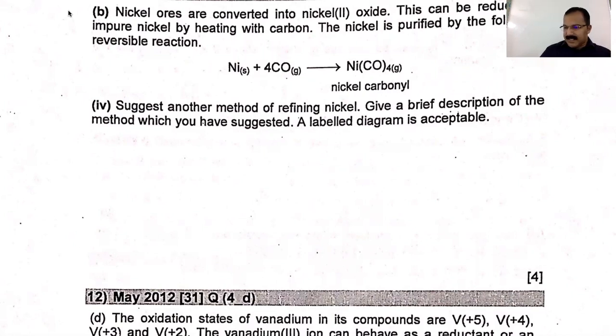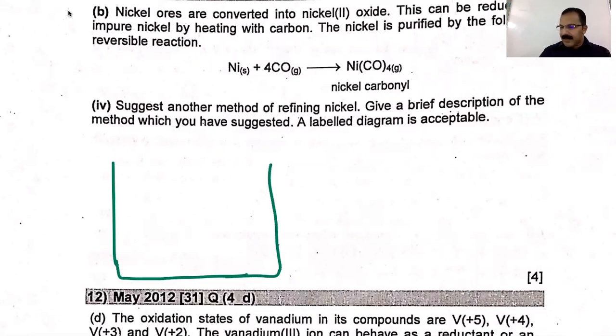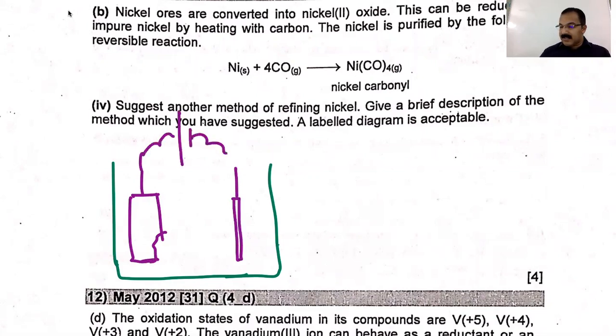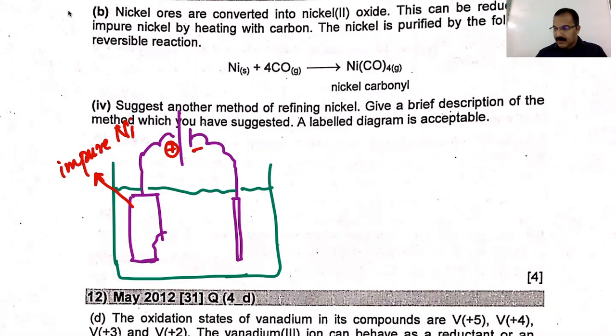Let us try a labeled diagram. So you take a cell, a container, and you need to take a big fat anode, and there is a small thin cathode. Anode is usually the long line in the cell notation. And then the electrolyte. Naturally this is positive, this is negative, and this is impure nickel. This side is pure nickel.